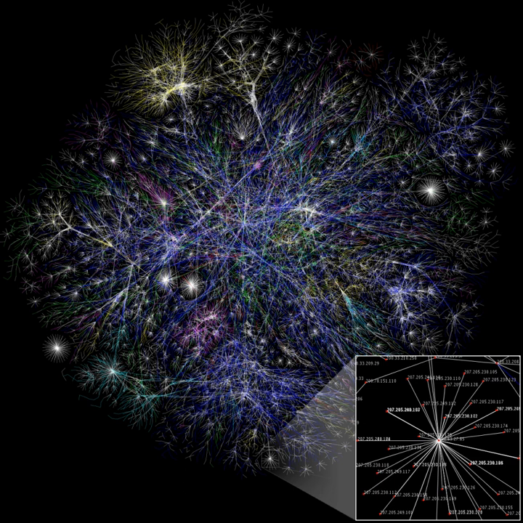Weakly connected component, a collection of nodes in which there exists a path from any node to any other, ignoring directionality of the edges. Strongly connected component, a collection of nodes in which there exists a directed path from any node to any other.